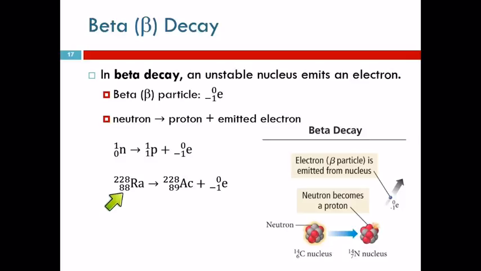So here we have radium, and when it undergoes beta decay, we get the mass number is the same, but the atomic number goes up because a neutron turned into a proton. The neutron's lost, we've gained a proton. And the mass number only counts protons. I'm sorry, atomic number counts protons. The mass number is the same because the sum of protons and neutrons is still the same. Here we have an illustration. This neutron becomes a proton and an electron gets spit out.